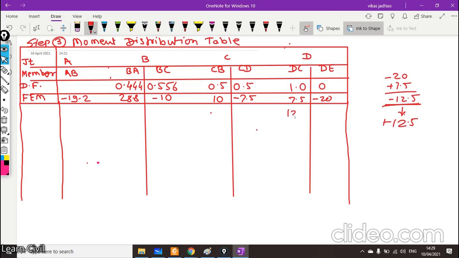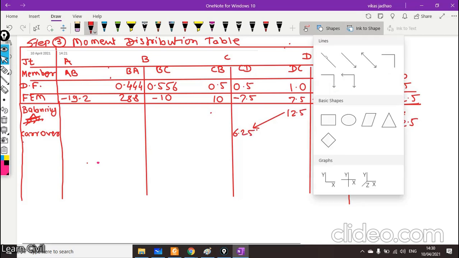So we will be applying 12.5. It is called balancing for a hinge support or a roller support. Okay, but due to application of this balancing moment, what will happen? Half of this moment will be transferred to CD. It is called carry over. So we'll be transferring half of the moment, so it will be 6.25.